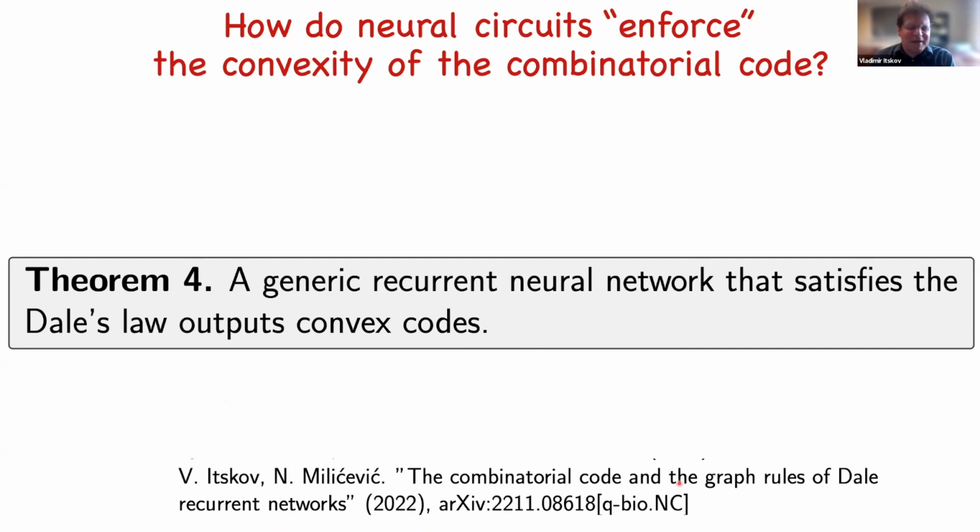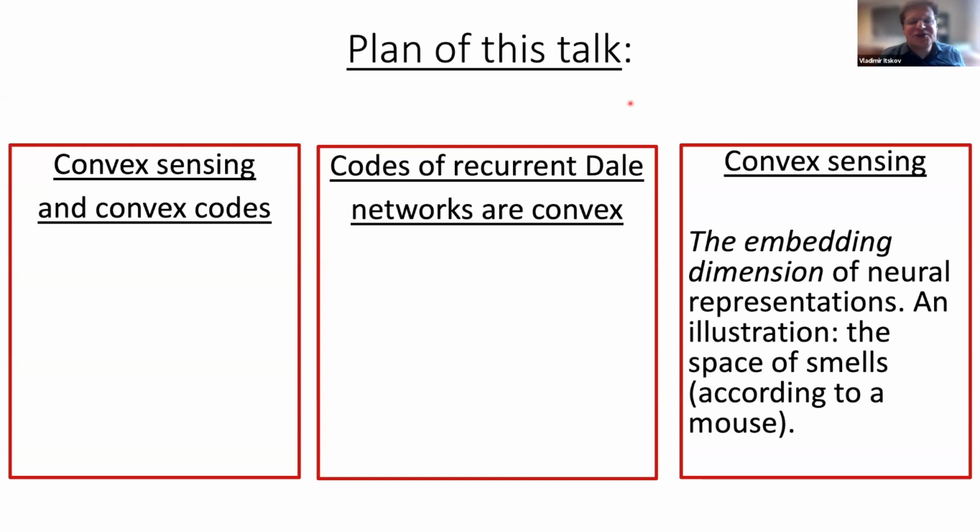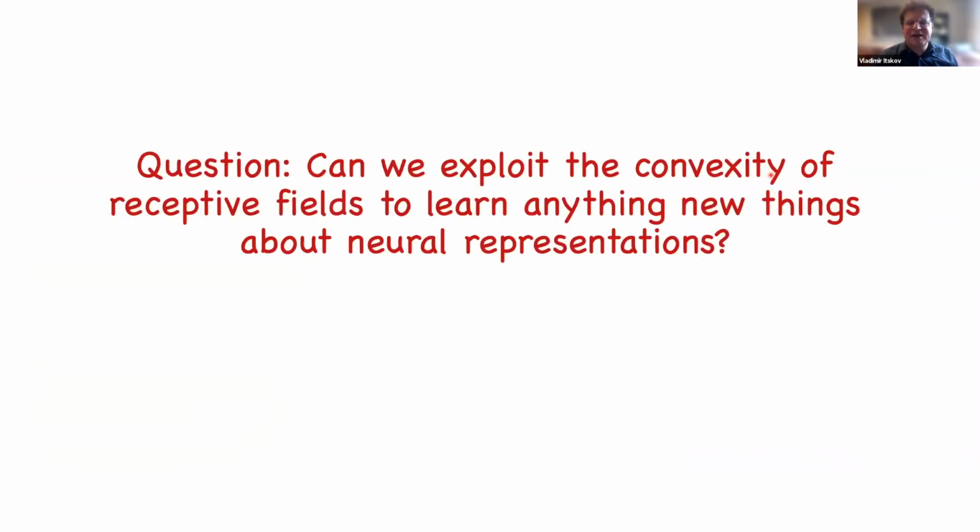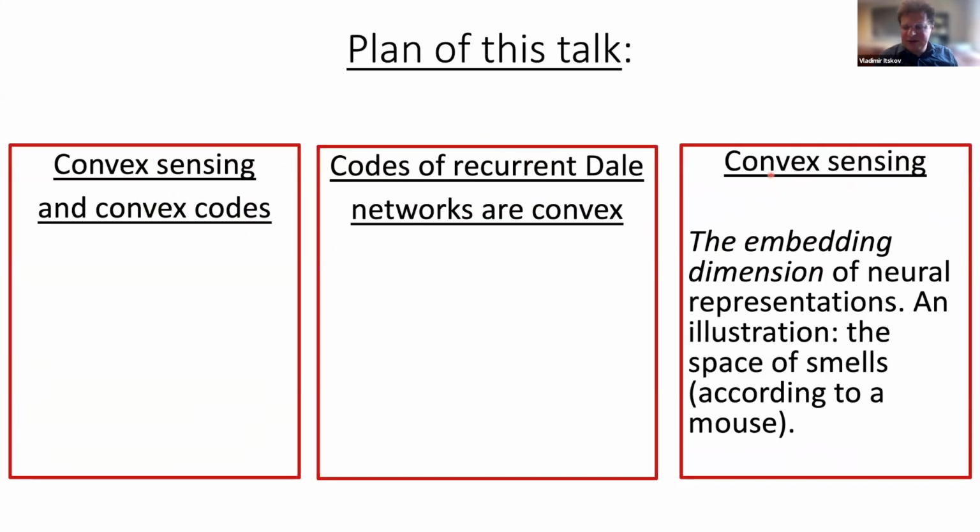All right. So now I have basically finished telling you this part of the story. Again, I hopefully somewhat convinced you that codes of recurrent Dale networks are convex, that is, compatible with convex receptive fields. And now I'm going to the more illustrative part of my talk, where I will try to illustrate how convex sensing can be exploited in new sensory systems that are not fully understood. And my favorite example here is the sense of smell, olfaction.